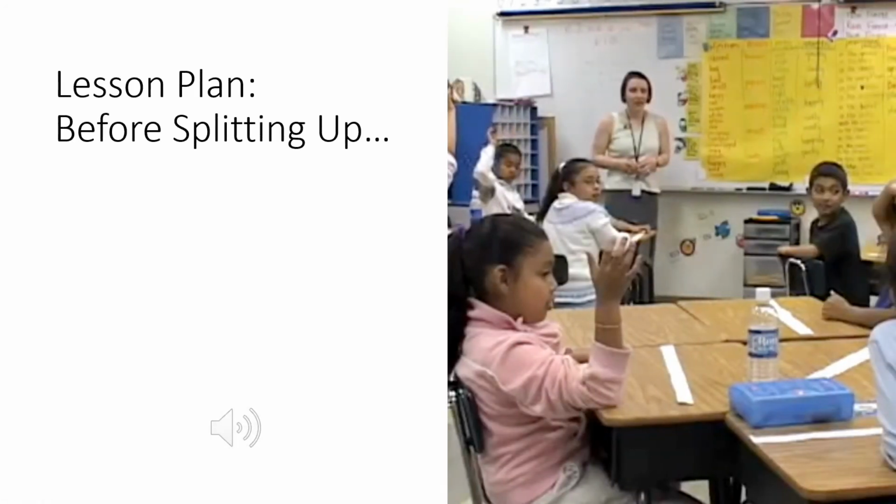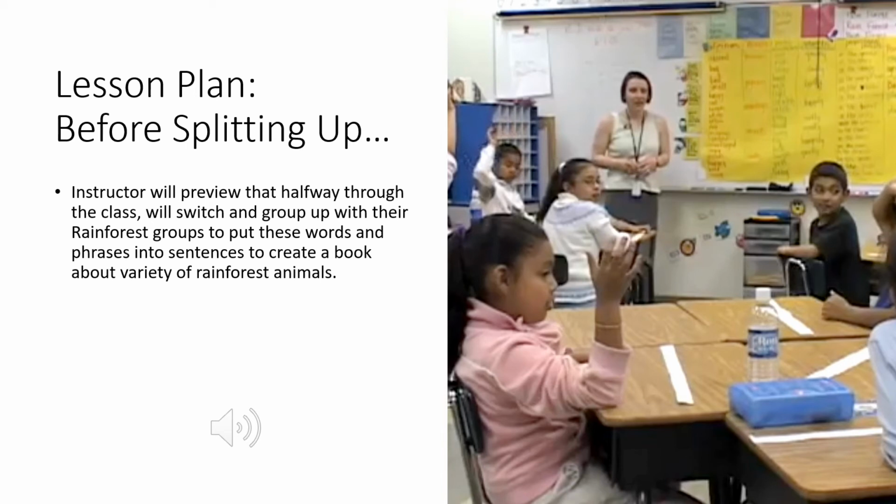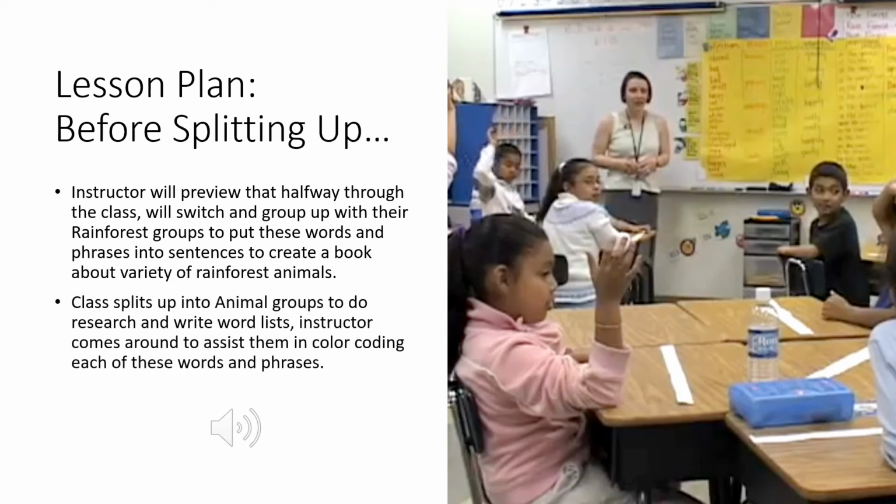Before splitting up into their animal groups, the instructor will preview that halfway through the class, they will switch and group up with their rainforest groups to put these words and phrases into sentences to create a book about a variety of rainforest animals. After the preview, the instructor will allow time for questions regarding the activity before breaking out into groups. The class then splits up into their animal groups to do research and write word lists.